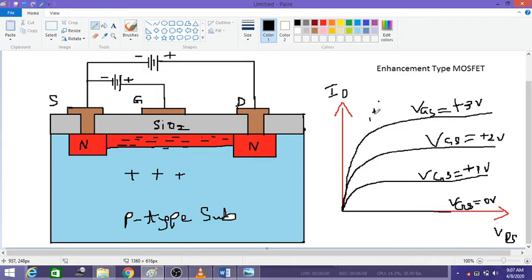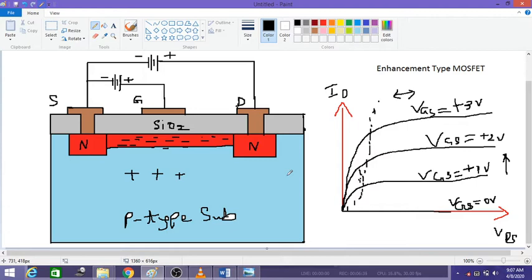Let me write this. This side we call the saturation region, and this is what we call the ohmic region. So this is how the graph looks like. Here, as the VGS increases, the current saturation level also increases. So this is the basic construction diagram and the working of the enhancement type MOSFET.